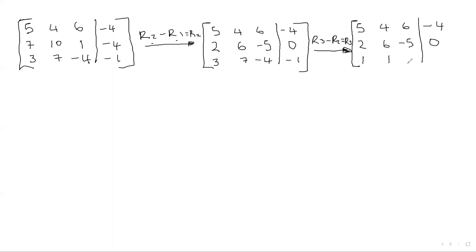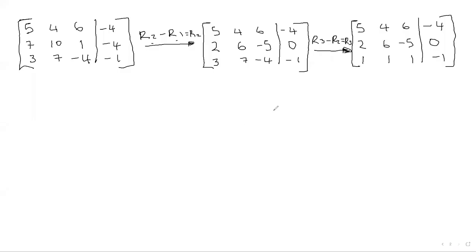wait, 3 minus 2 is 1. 7 minus 6, it's 1. Let me just pause the page here. Yeah, and then minus 4 minus 5, I get minus 9. Then minus 1 minus 0. This is what I get.